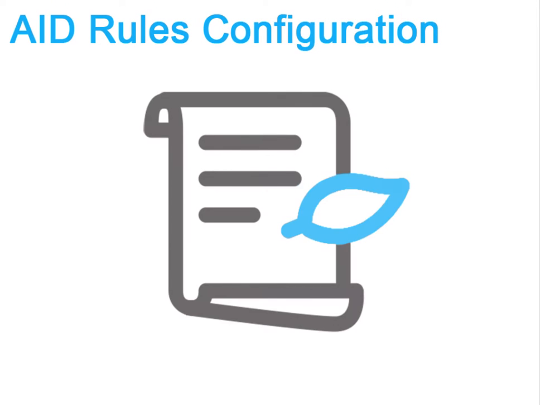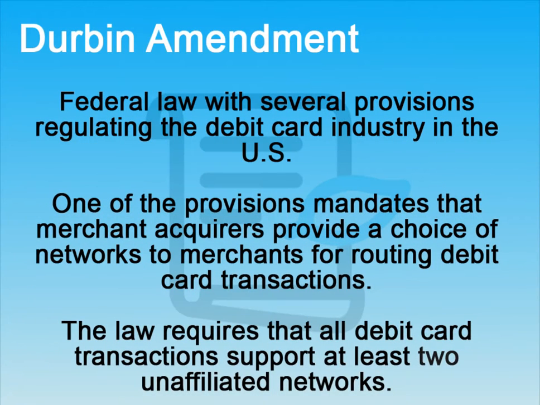AID rules configuration is a result of the Durbin Amendment, which is a federal law with several provisions regulating the debit card industry in the U.S. One of the provisions mandates that merchant acquirers provide a choice of networks to merchants for routing the debit card transactions. The law requires that all debit card transactions support at least 2 unaffiliated networks.